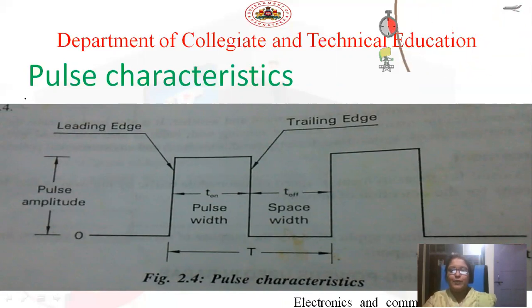Now, we'll go through some of the parameters of this pulse waveform. If you observe the waveform, this is the 0 level and this is the high level, and this is the pulse amplitude. Going from the 0 to the high level is called the leading edge, and coming from the high level to the low level is called the trailing edge. Now, this is the on period and this is the off period. Where the pulse is present is called the on period, and when the pulse is absent, that is called the off period. And this is called the pulse width and this is called the space width. The combination of these two is the time period of the signal.